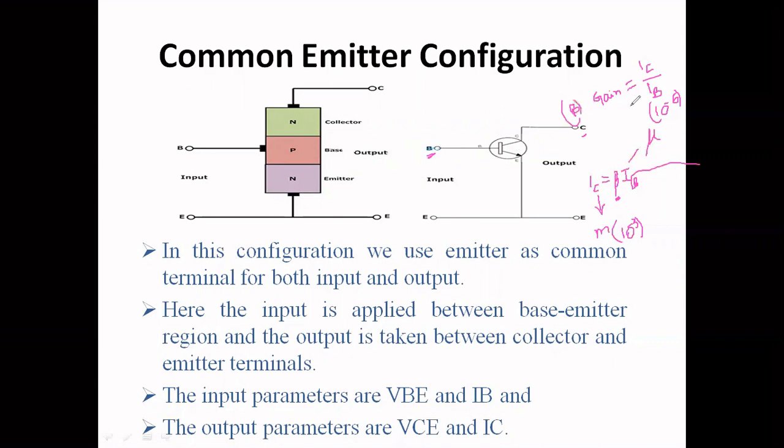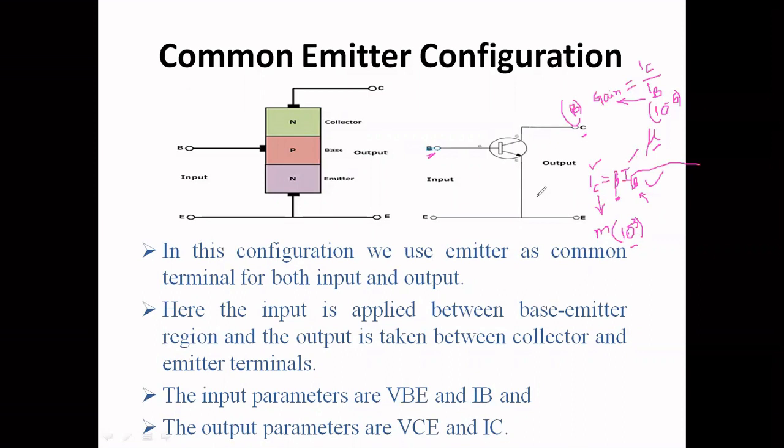Now if you cross multiply, you will get this. You already know this: IC is equal to beta IB. Here the base current is in micro and you are getting milli at the output. So this is the gain. You are giving the current in micro, which is very minute, and you are getting it increased.